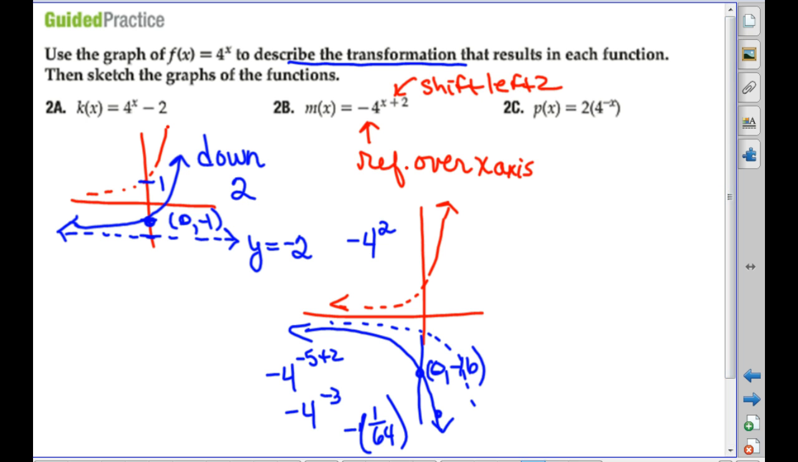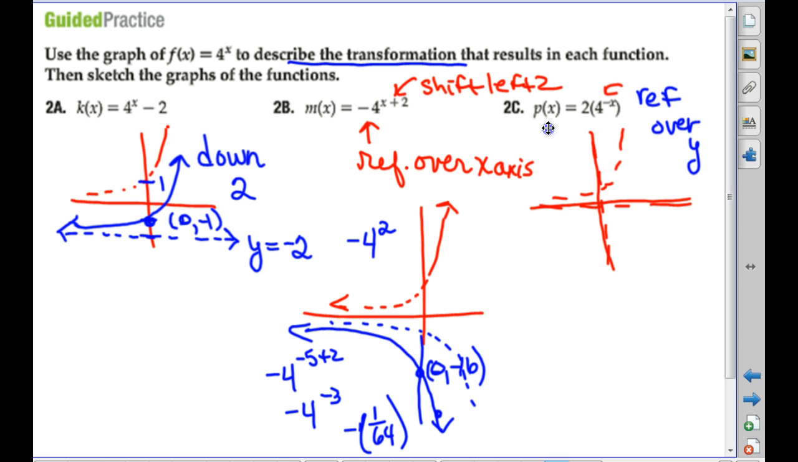Anybody know the last one? First of all, here's our original, whoops, sorry, I don't know why I'm doing dotted axes. Here's our original function. It is a vertical stretch, and what is the negative inside here going to do? Reflect over the y. Yes. So it's going to go this direction, and it's stretched up 2, so it's actually going to go very quickly up like that.